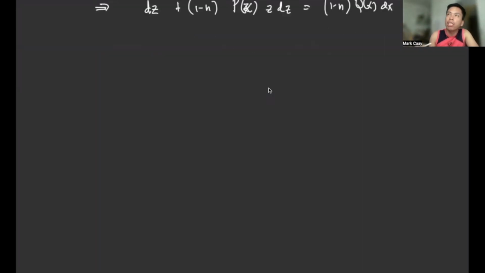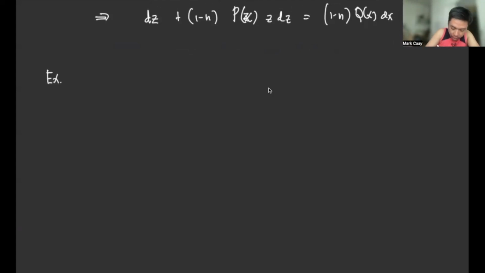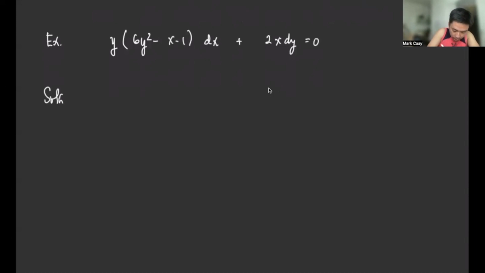But of course, in solving this Bernoulli equation, pwede natin gamitin yung mga previous topics that we have as a prerequisite of this Bernoulli equation. Let's say we want to solve the equation y(6y squared minus x minus 1) dx plus 2x dy equals 0. How do we solve this one using the power of our discussion for Bernoulli's equation? Pwede ko bang i-simplify muna to? In this case, we can rewrite the equation.